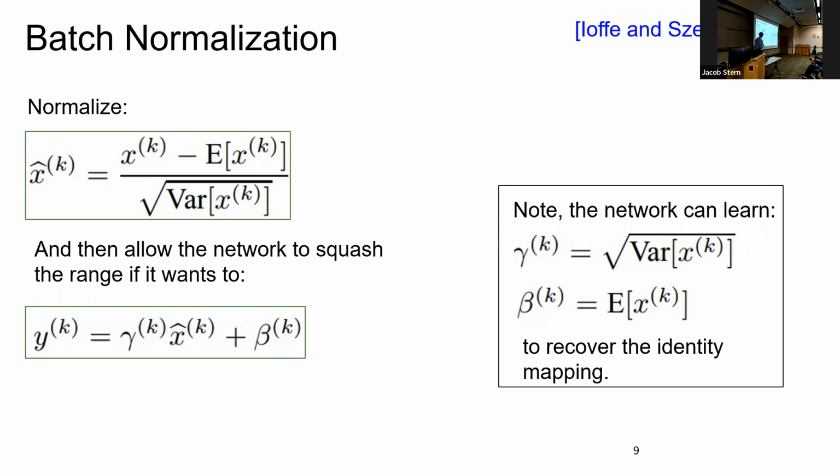So basically, just like we like to do in lots of other things in deep learning, why not just let the network learn it? Let the network learn what mean and variance it wants for the input to each layer. Yeah, question.